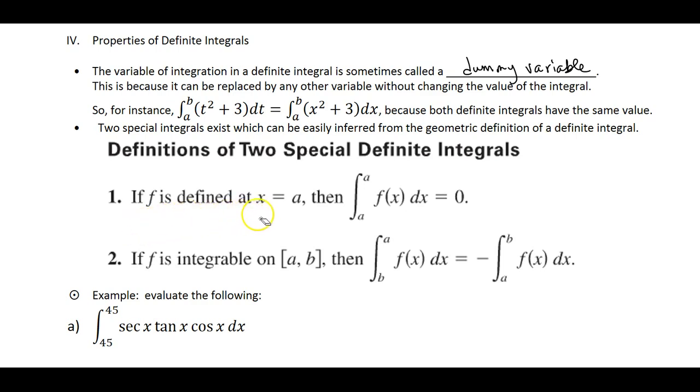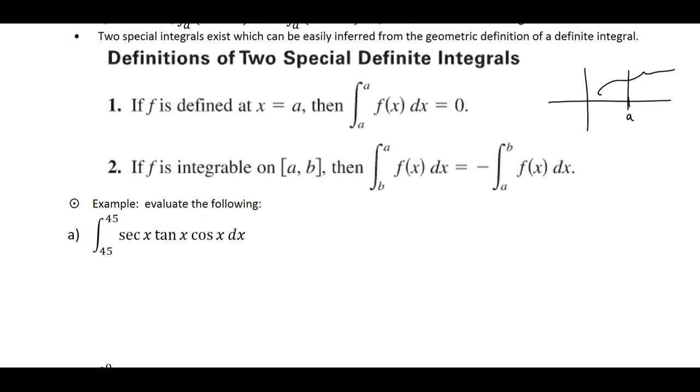If f is defined at x equals a, then the integral from a to a of f of x dx is going to be equal to 0. So let's think about this. If you are drawing your graph, and you want to talk about the space between x equals a and x equals a, well, that's the same line, so there's no area there. So it makes sense that it would be equal to 0. And if f is integrable on the interval from a to b, then the integral from b to a of f of x dx is actually the opposite of the integral from a to b of f of x dx.